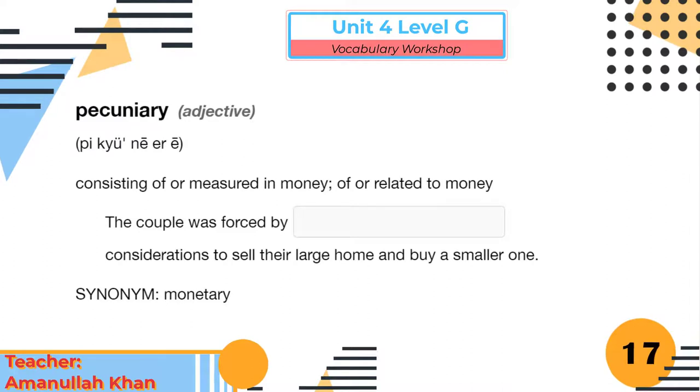Pecuniary. Pecuniary is an adjective, meaning consisting of or measured in money, of or related to money. Here are a few ways in which pecuniary can be used. Financial aid offices provide pecuniary assistance to all students. During the Great Depression, many people lost their jobs and experienced grave pecuniary difficulties.